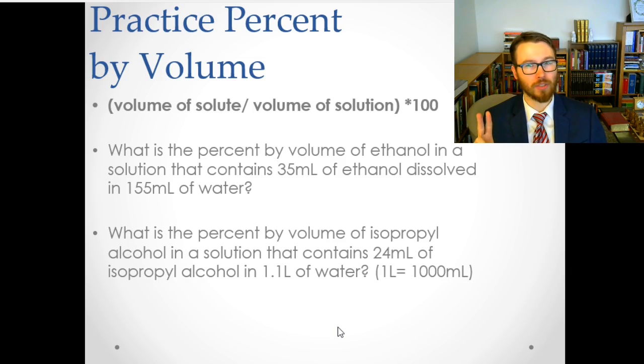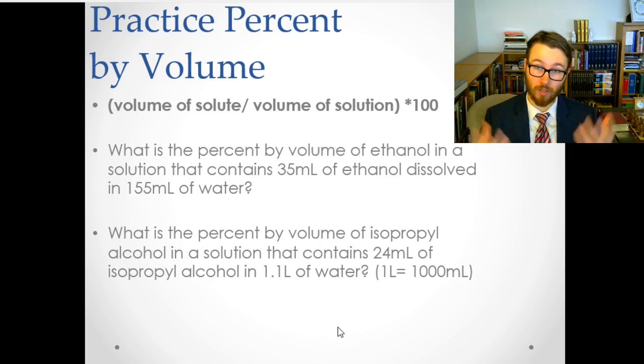Now we have two different units of volume here. All right, you remember pressure conversions? Here's a volume conversion. 1 liter is 1,000 milliliters. So convert that 1.1 liters of water into milliliters before you solve for the volume of the solution. So you'll identify your solute, find the volume of the solution, and divide them, times by 100.